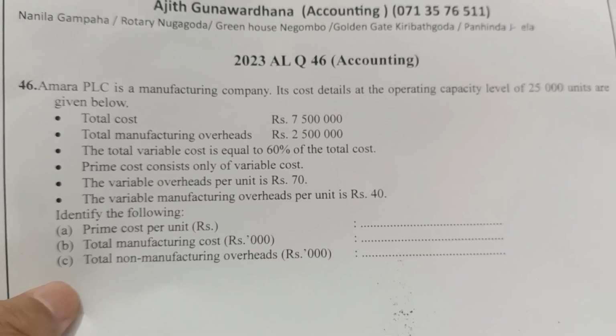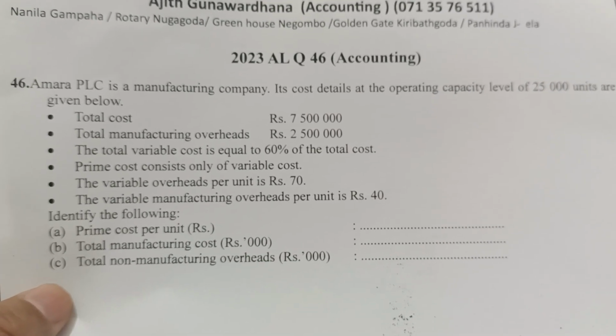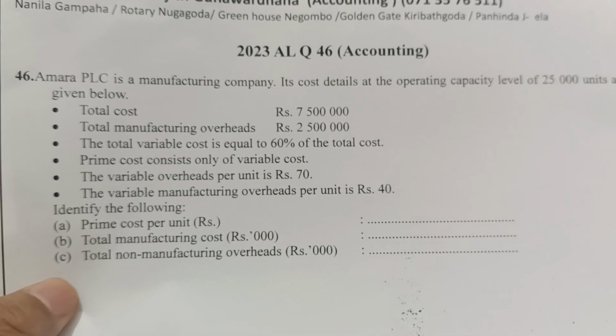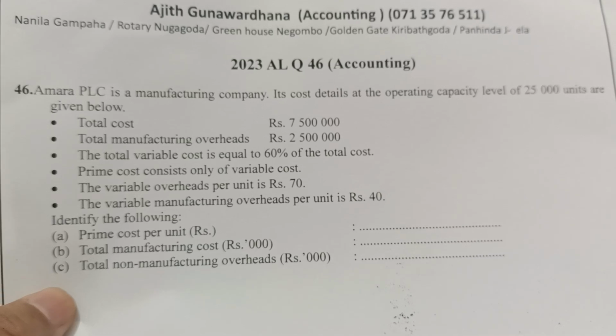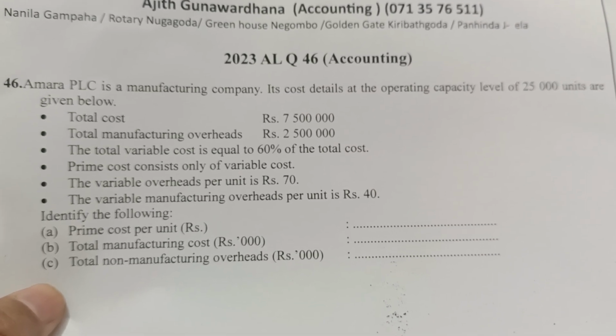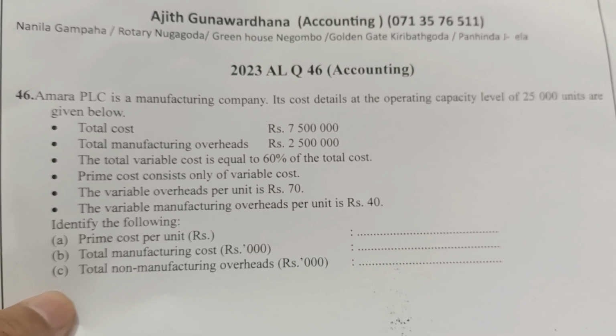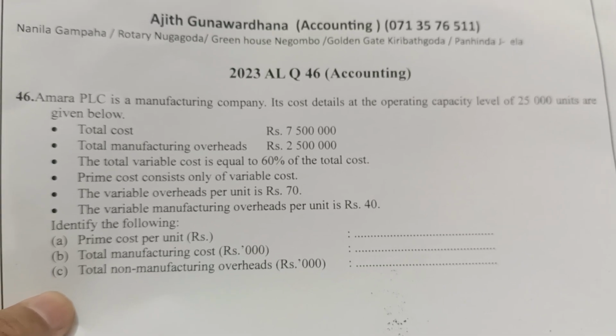This example is for manufacturing accounts. 2023 yellow paper question number 46. They ask prime cost per unit, total manufacturing cost, and total non-manufacturing overheads.